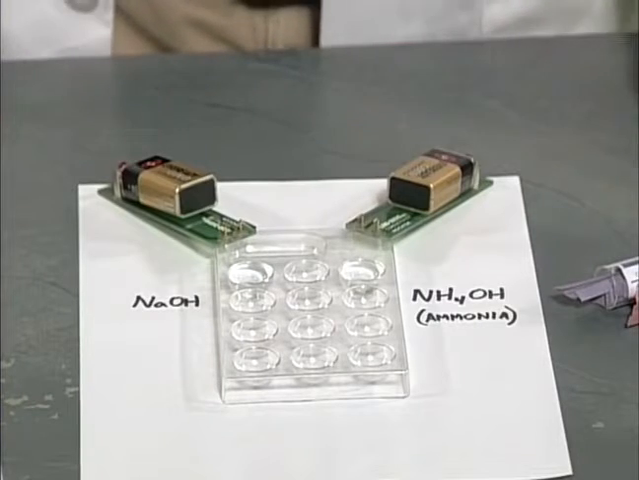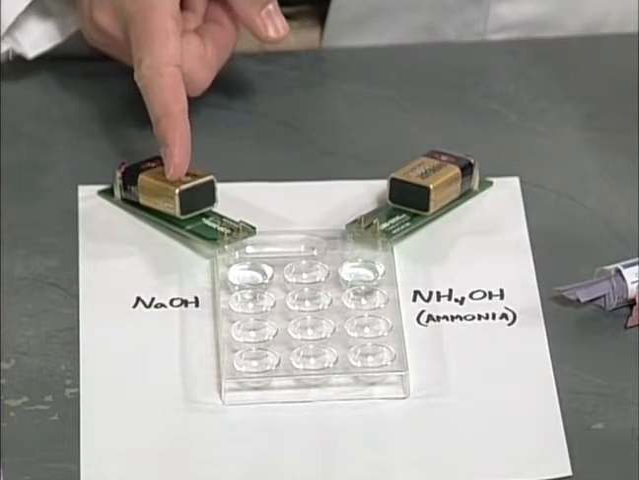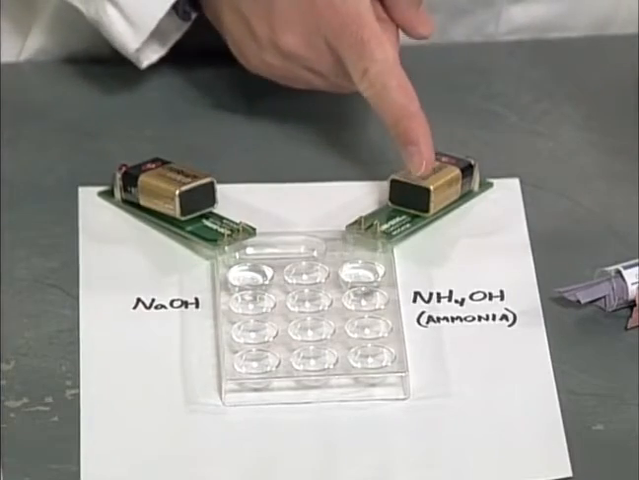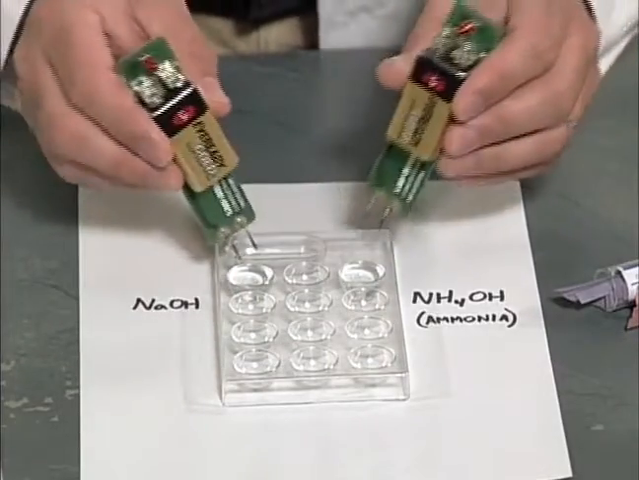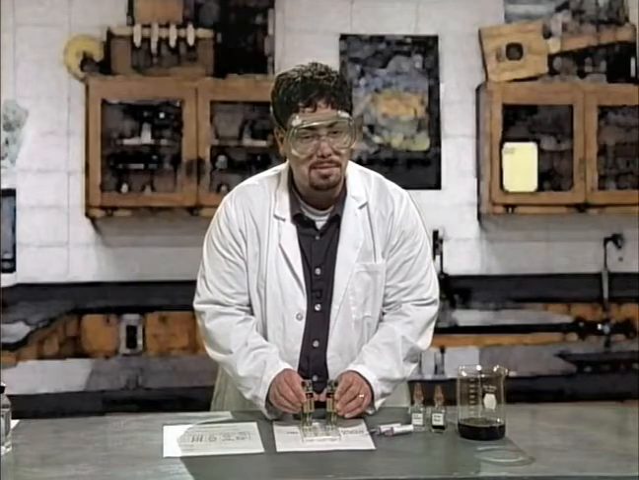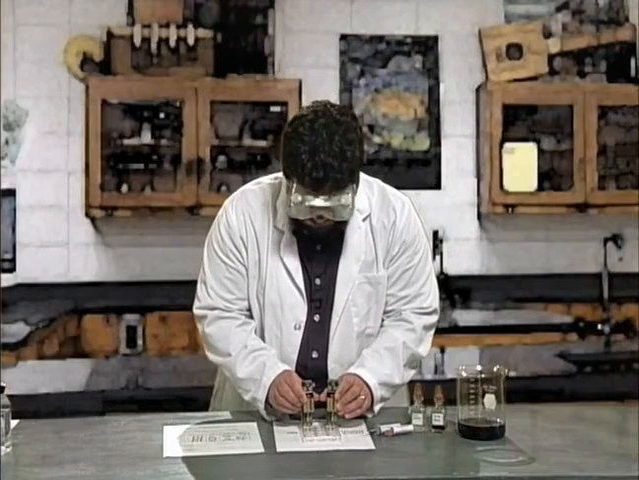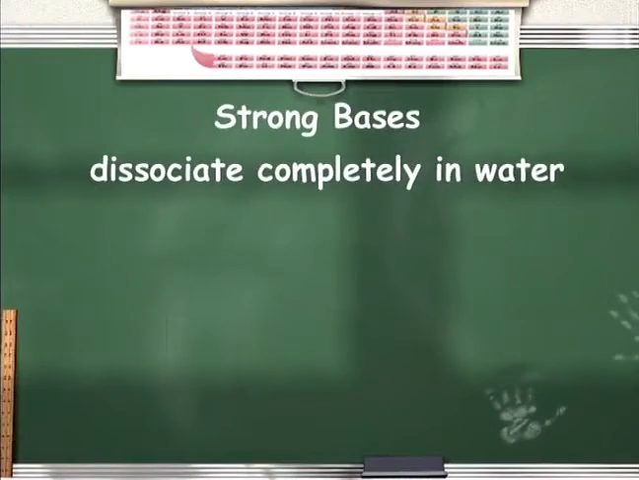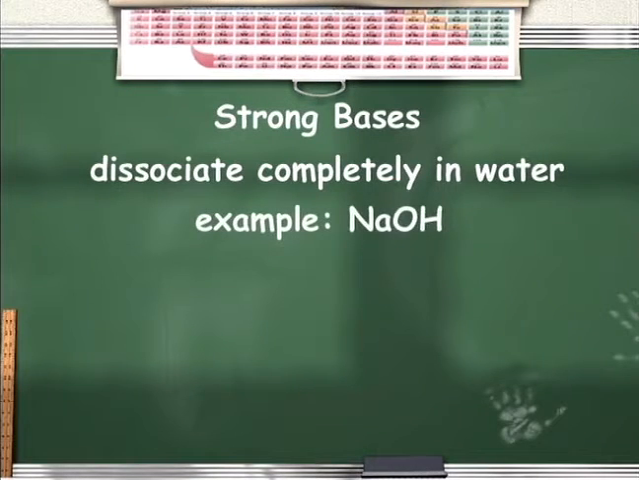Now I'm going to repeat the conductivity test with a strong base, NaOH, and a weak base, NH4OH. Just like the acids, you see that the strong base lights up the tester more brightly and makes it blink. A strong base dissociates completely in water. Sodium hydroxide, NaOH, is an example of a strong base. When NaOH is in an aqueous solution, all of the sodium ions will separate from the hydroxide ions, and all of these ions conduct a current well.